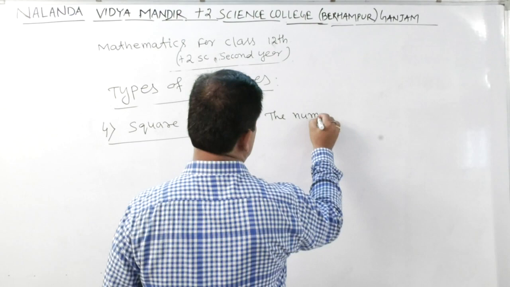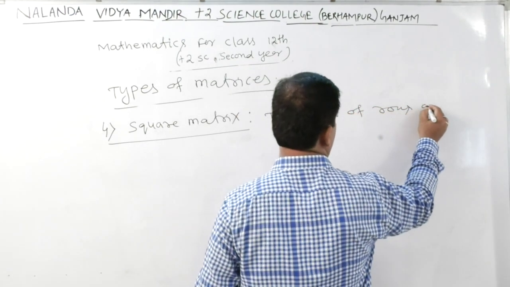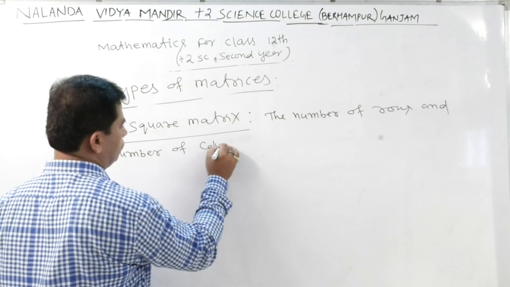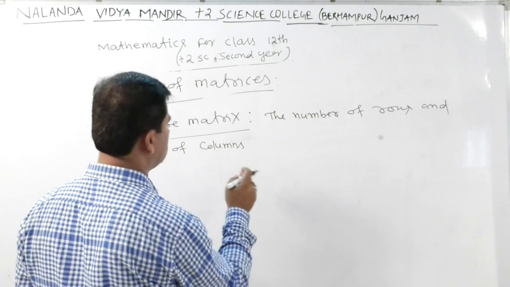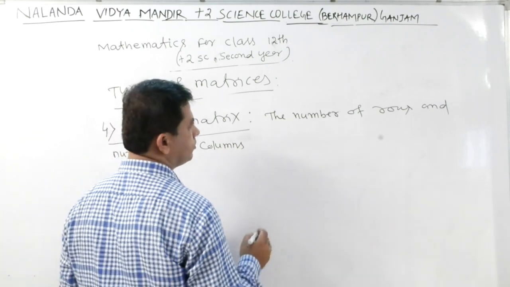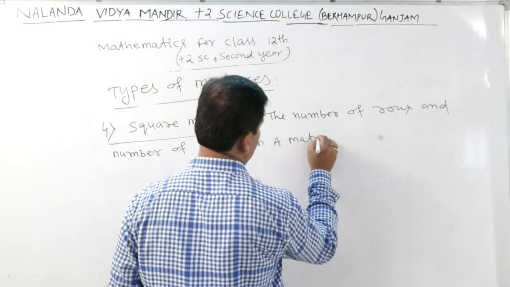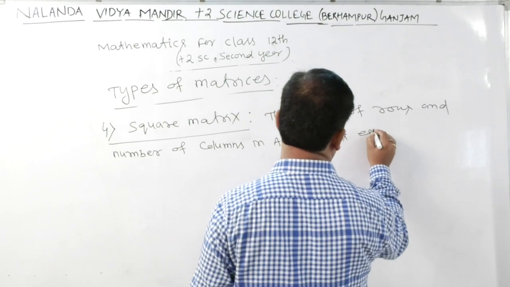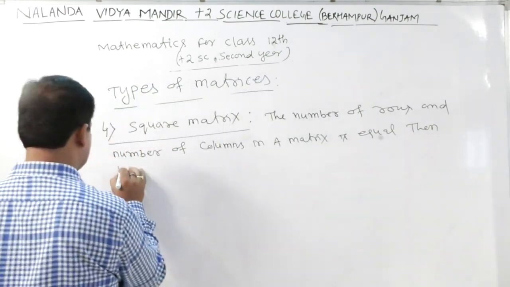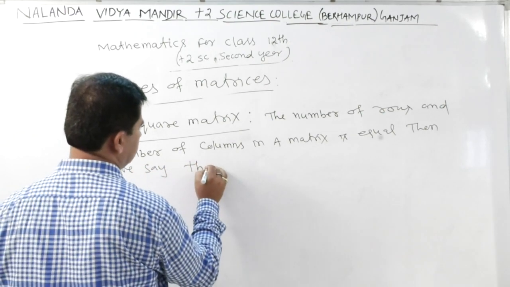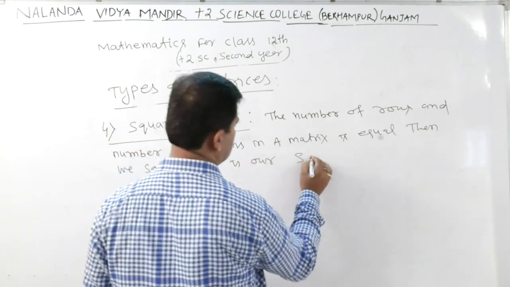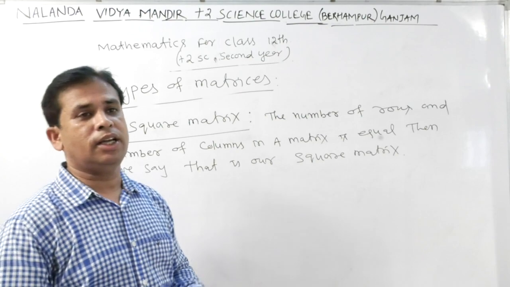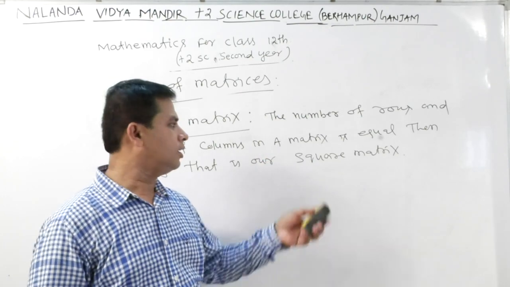The number of rows and number of columns in a matrix, if they are equal, then we say that is our square matrix. But every square matrix can be considered as a rectangular matrix, but a rectangular matrix cannot be called a square matrix.